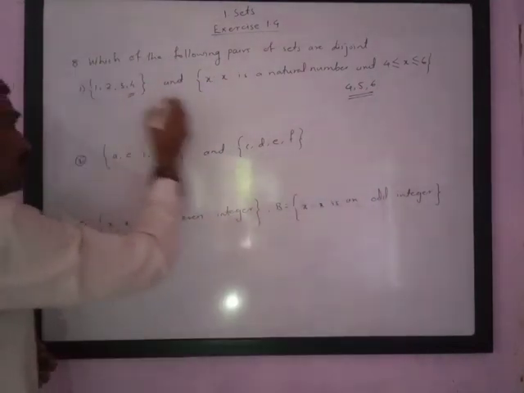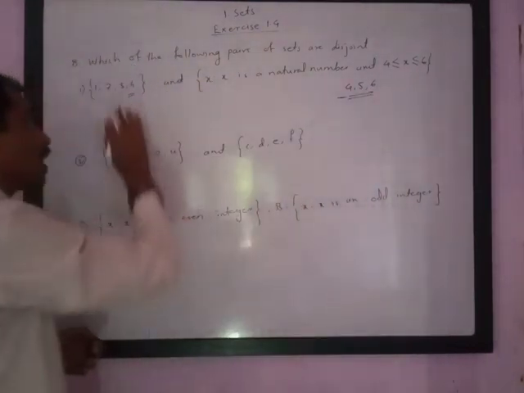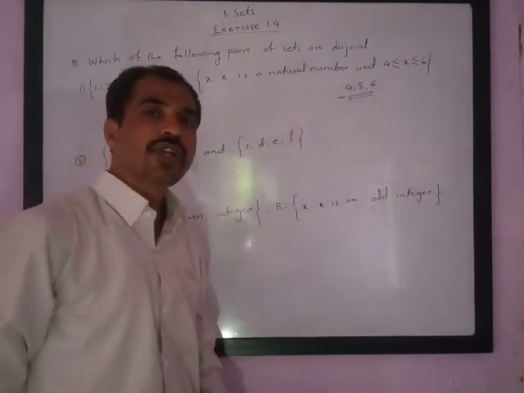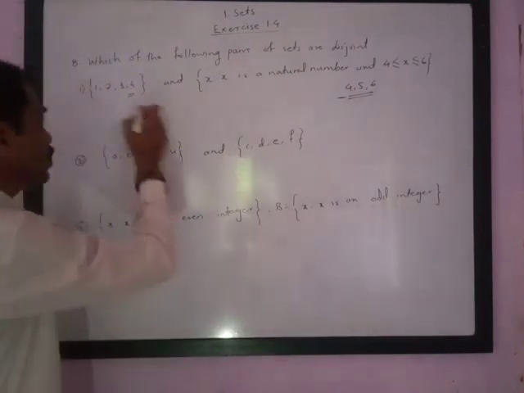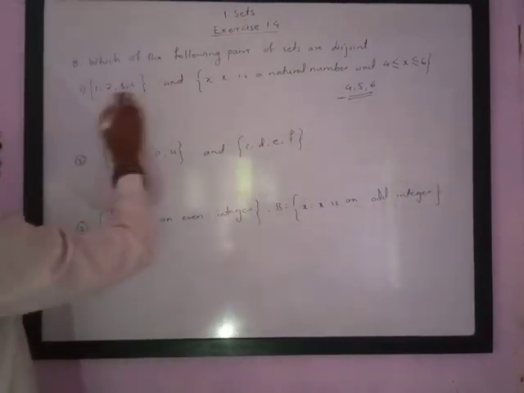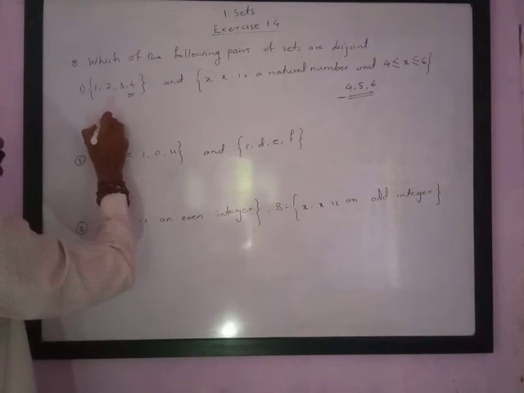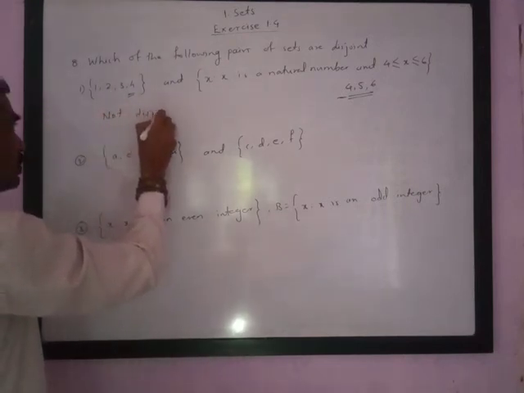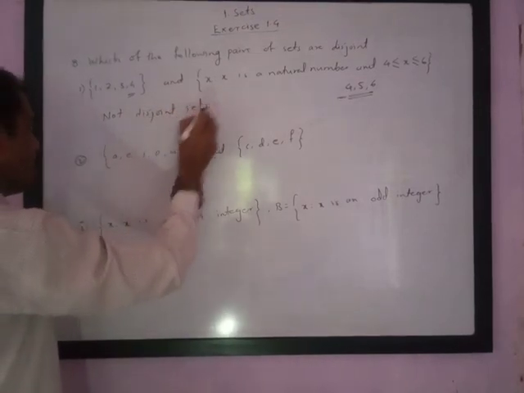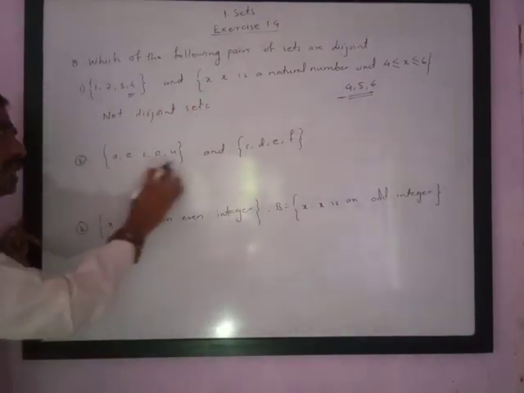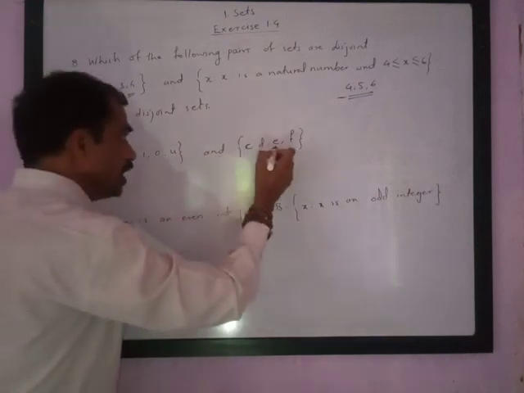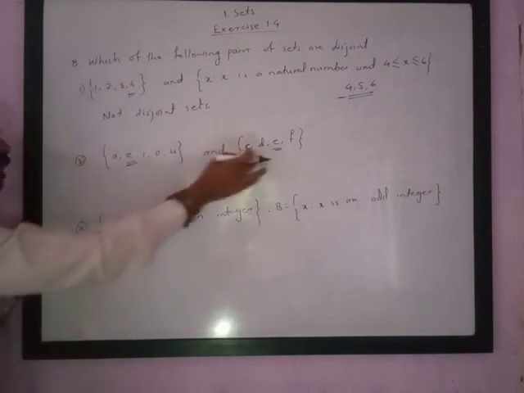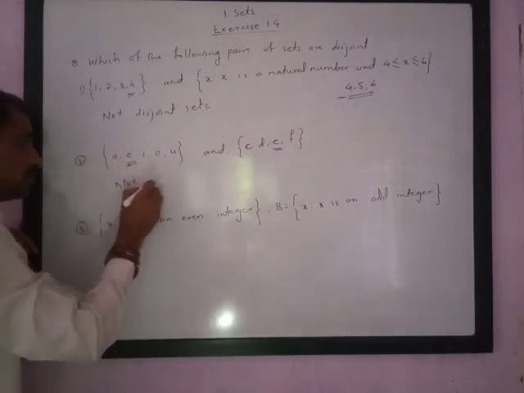Here 4 is a common element. It means these two sets are not disjoint sets. Please understand, disjoint sets means the sets which don't have any common element. So since 4 is common, these are not disjoint sets. Now the second question is the set of A, E, I, O, U and the set of C, D, E, F. Please note this element E is common to both the sets, hence both the sets are not disjoint.